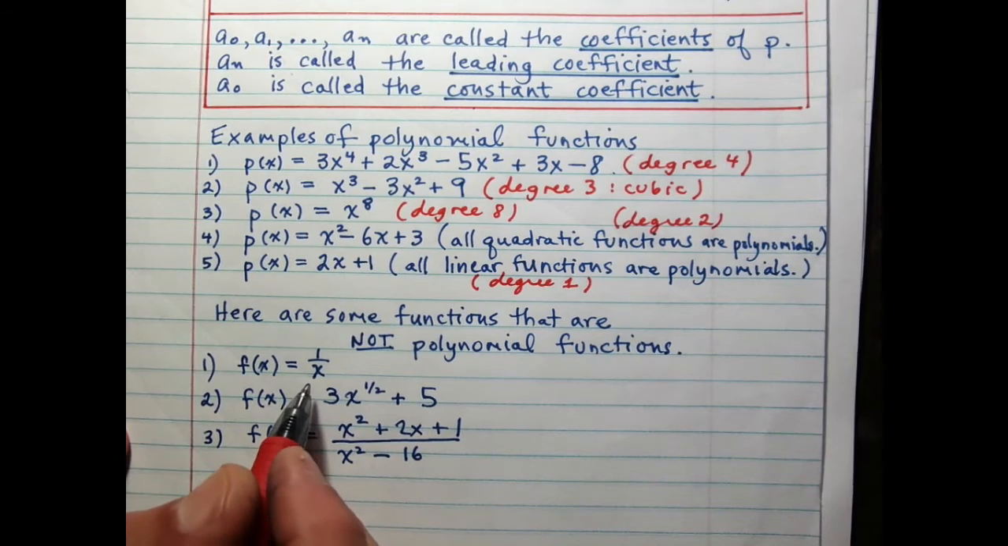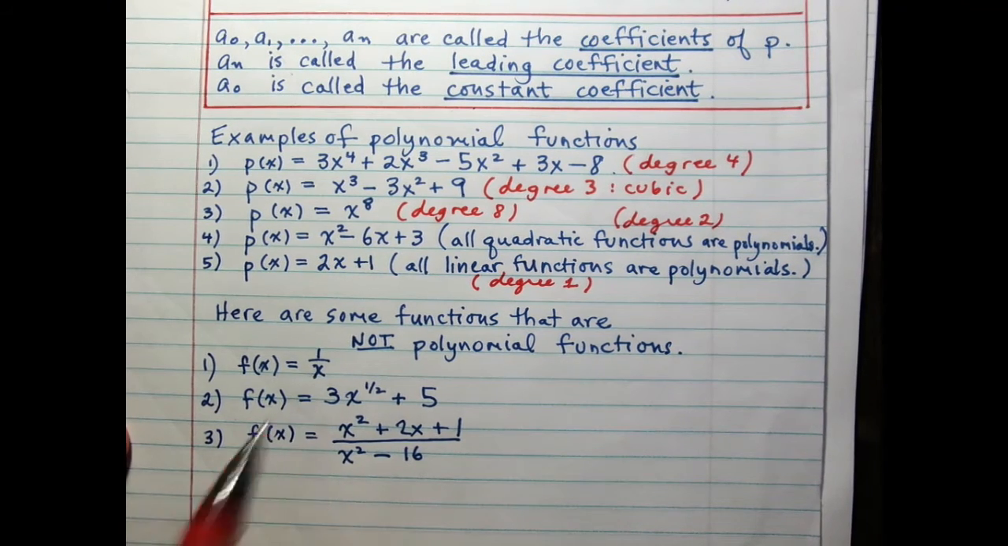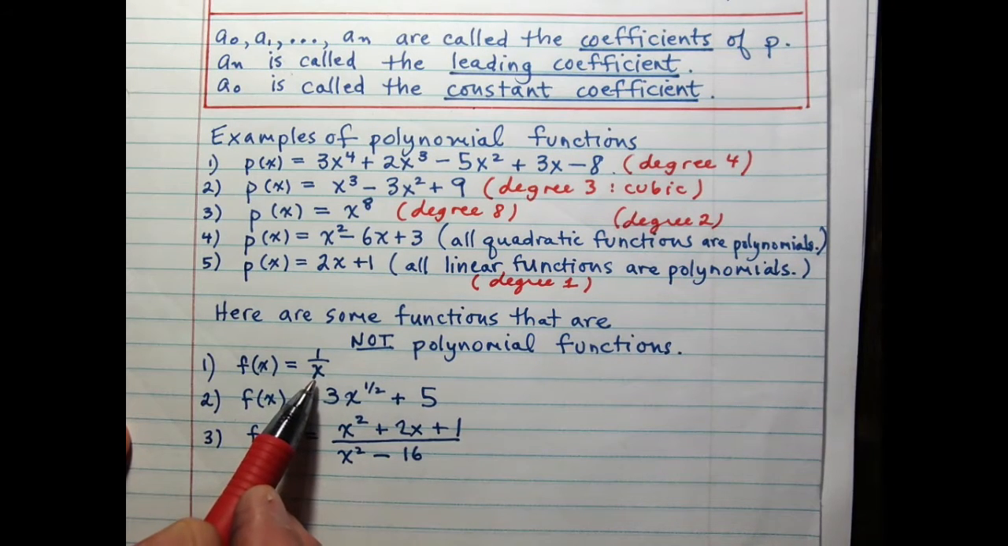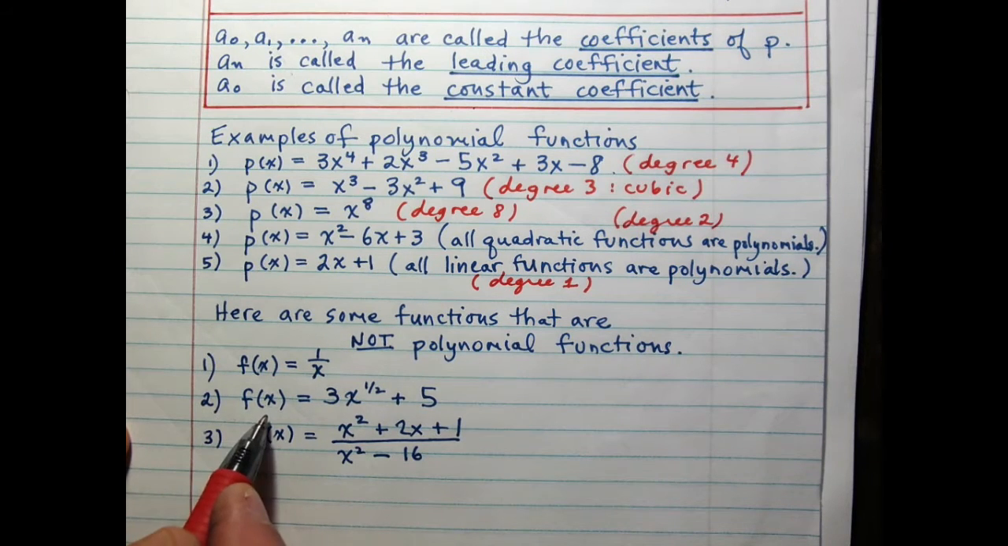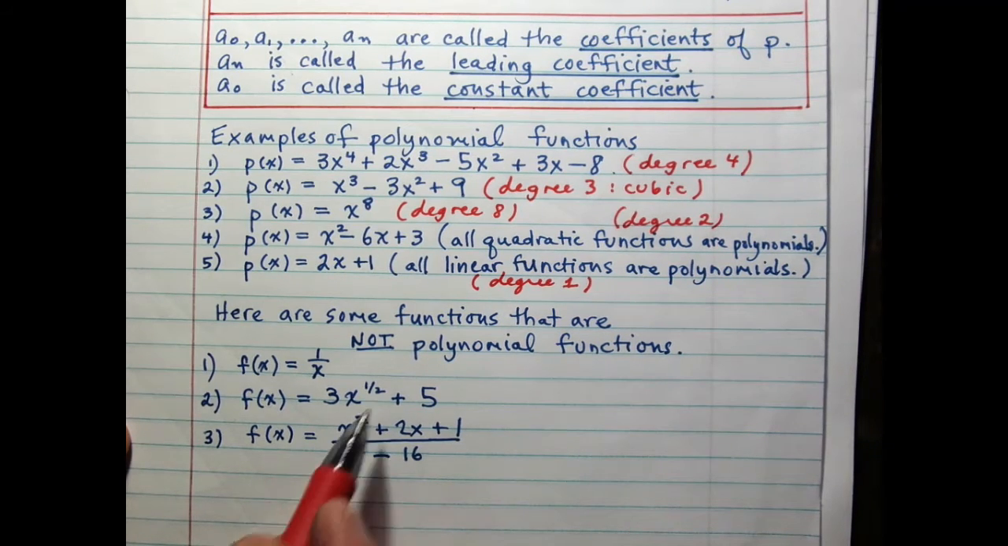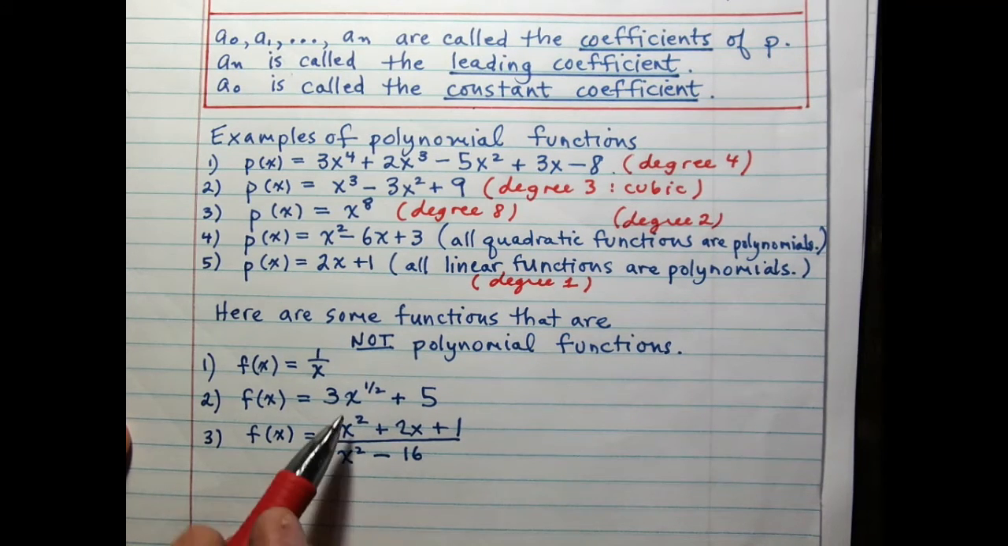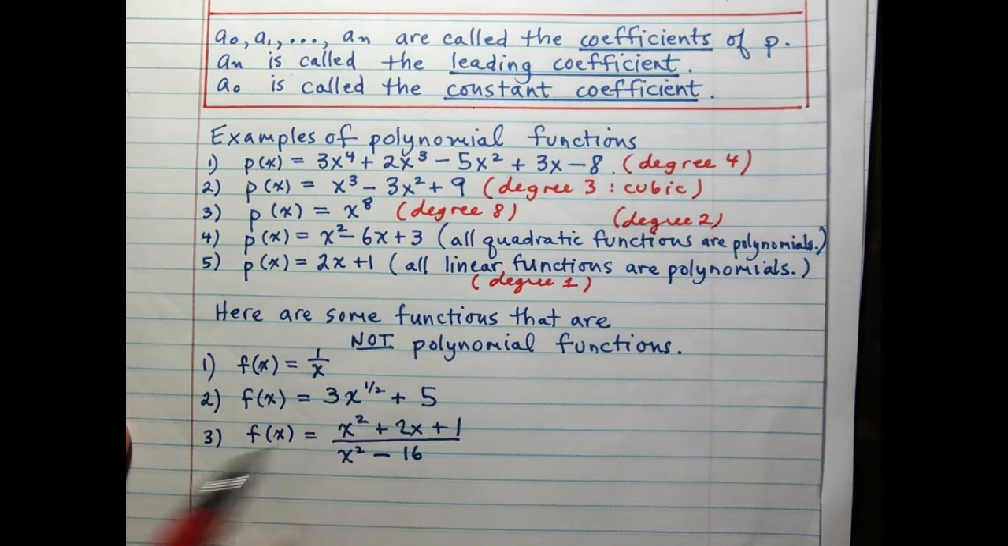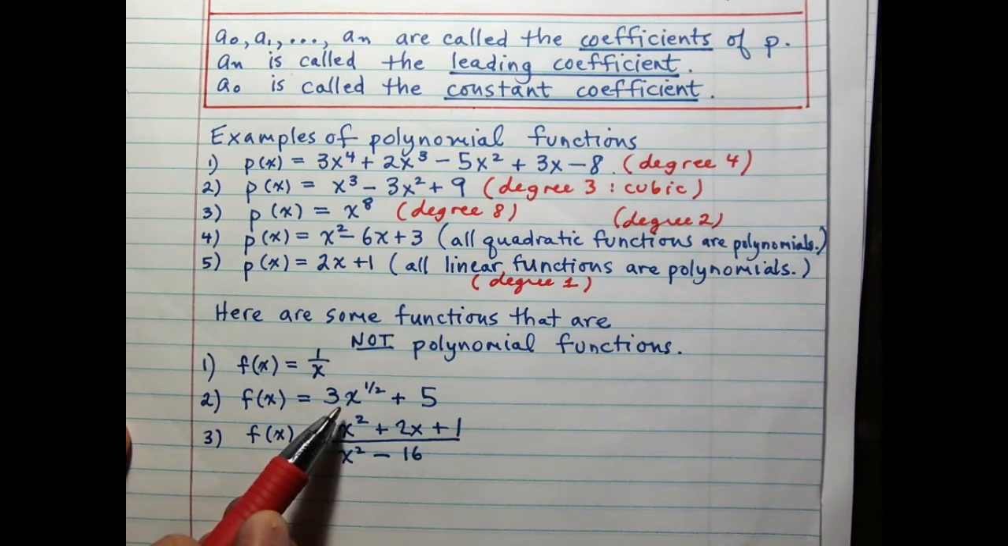f of x equals 1 over x is not a polynomial because there's a variable in the denominator. And you can never have the variable x in the denominator of a polynomial. Number 2, f of x equals 3x to the 1/2 plus 5. Here the problem is the exponent of 1/2. In polynomials, the exponents are always positive integers. So we never have fractional exponents. And in fact, that x to the 1/2 stands for a square root, right? You would never have a square root of x in a polynomial function.